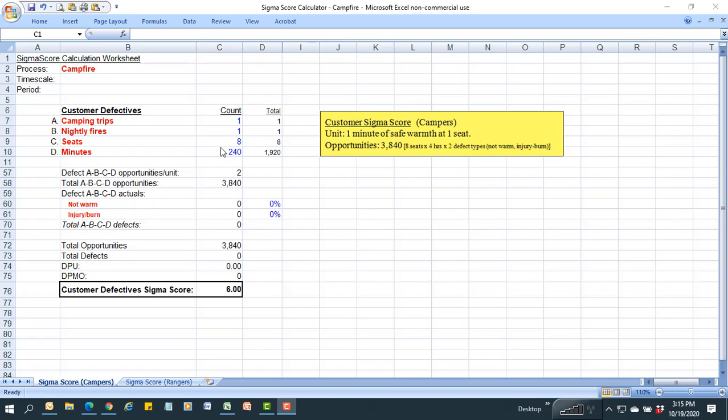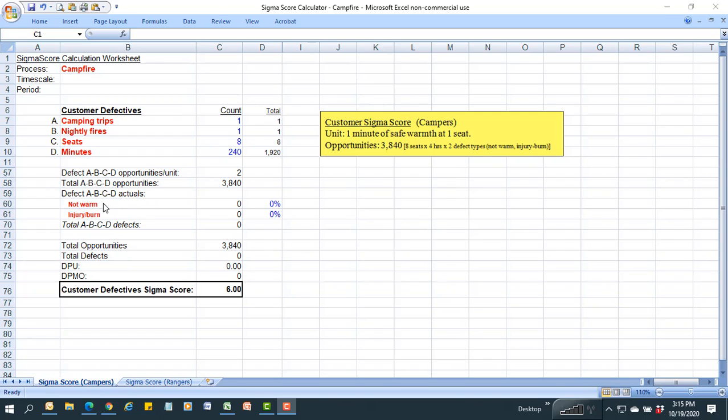In this particular case, we defined the problem as a four-dimensional problem. It's how many camping trips will we take, how many nights of campfires will we build, how many seats do we want to have around that campfire, and then how many minutes do we want it to burn. That's our hierarchy. So a minute of warmth in a seat and a fire on a camping trip is our unit. We'll come back to these estimates of numbers in a minute. Within that four-tier hierarchy, A, B, C, D, I've hidden the rest of the spreadsheet. We only need this bottom level.